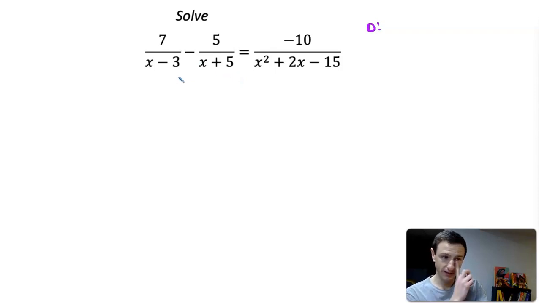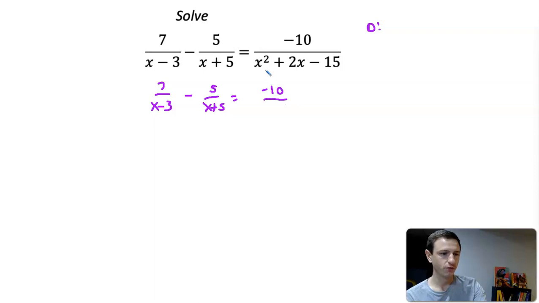So we have x minus 3, x plus 5, and then we have this x squared plus 2x minus 15. So we have some factoring that we need to do. Let's take care of that first, and then we'll return to the domain. If we didn't have to factor anything, we could just identify the domain from that point. But we do have to factor, so let's knock that out first. So 7 over x minus 3 minus 5 over x plus 5 equals negative 10 over, and then factoring.